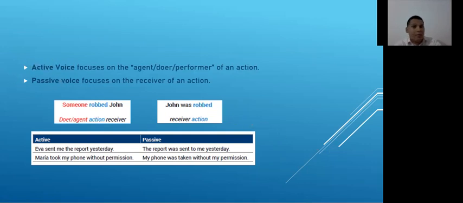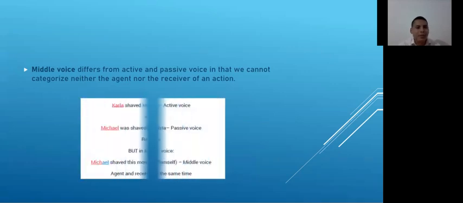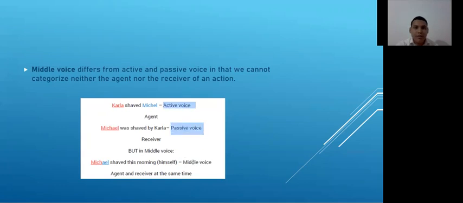Now let's check out then the middle voice, which we mentioned before. Middle voice differs from active and passive voice in that we cannot categorize either the agent or the receiver of an action. What is this then? Let's see the example. First, so we can better understand this, we need to check an active voice sentence, a passive voice sentence, and then the middle voice. Carla shaved Michael.